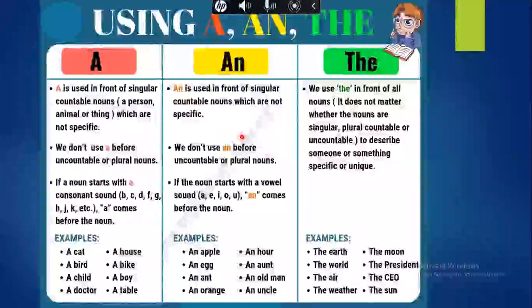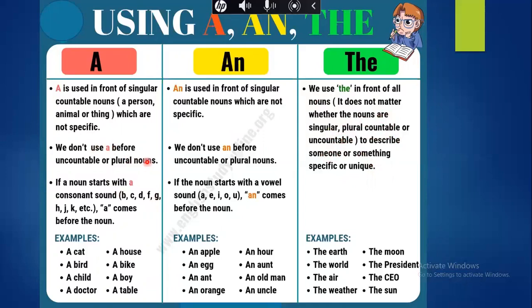Now let's see, using a, an, and the. A is used in front of singular countable nouns like a person, animal, or thing, which are not specific, while an is used in front of a singular countable noun, which is not specific. But we use the in front of a noun, and it does not matter whether the nouns are singular, plural, countable, or uncountable, to describe someone or something specific or unique.